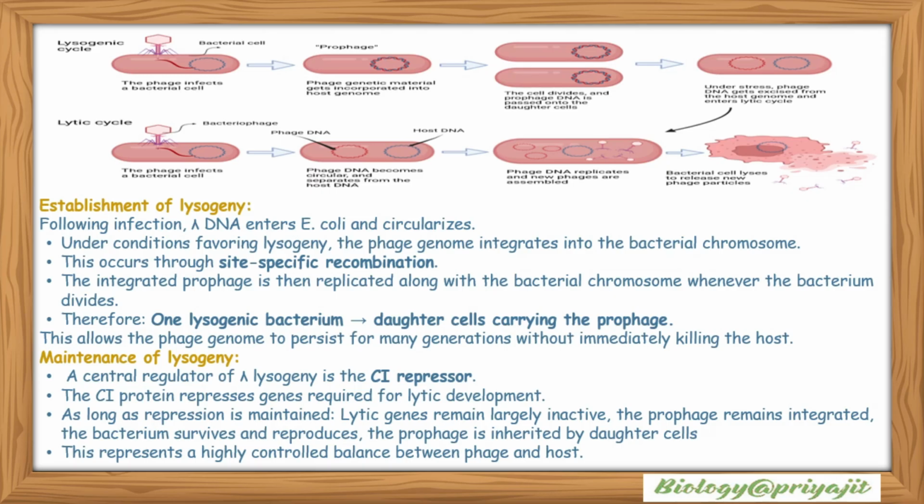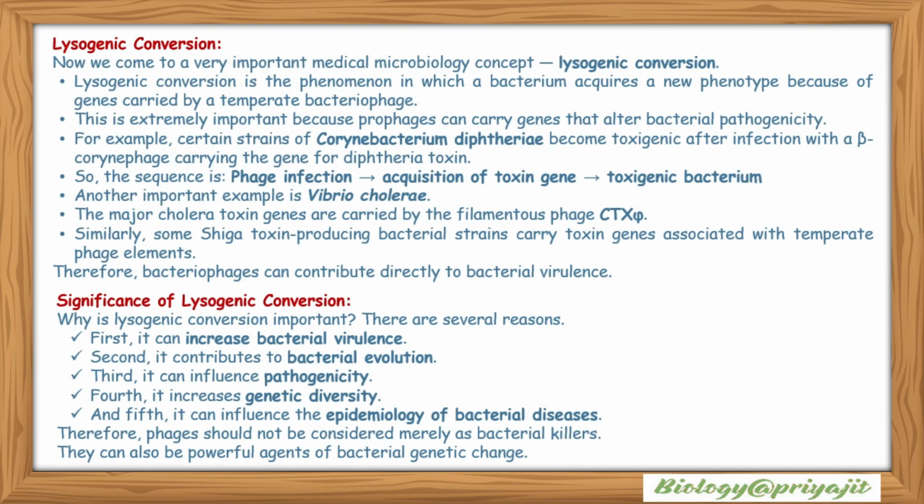The bacterium survives and reproduces. The prophage is inherited by daughter cells. This represents a highly controlled balance between phage and the host. Lysogenic conversion. So therefore, the bacteria can contribute directly to bacterial virulence.